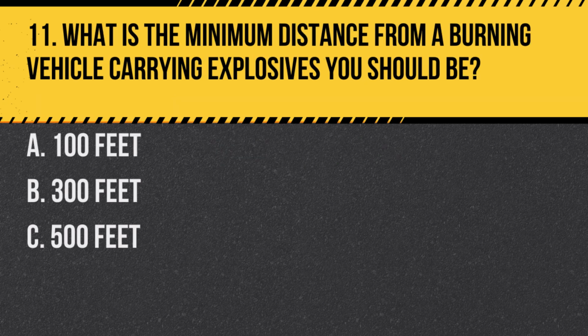Question 11. What is the minimum distance from a burning vehicle carrying explosives you should be? A. 100 feet. B. 300 feet. C. 500 feet. Answer. C. 500 feet. For safety, you should be at least 500 feet away from a burning vehicle carrying explosives.